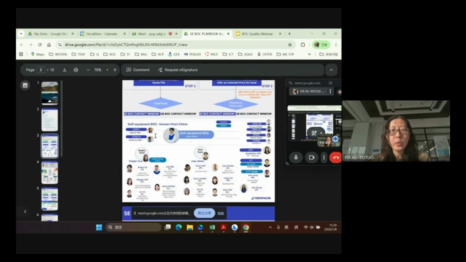Before that, I want to highlight one old chart of the BOC, since some partners said that it's hard to find the right person sometimes, so you can check this. On the left side is the supply team, and on the right side is the technical team. Hopefully, it's helpful for you.